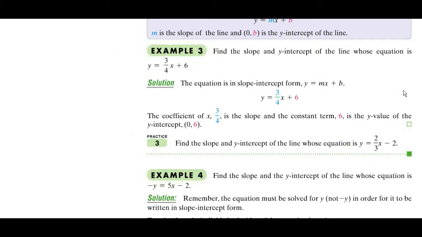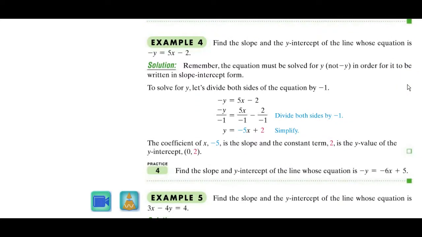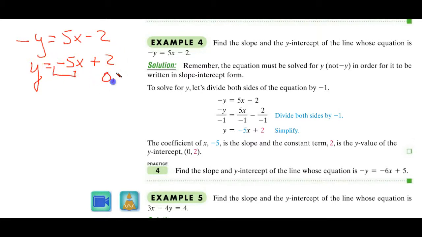Now, a little twist on this is, suppose your equation looks like example 4, where you have a negative y equals 5x minus 2. Well, remember, in order to pick the slope and y-intercept out of this equation, you must have a positive y. So for something like this, just divide everything by a negative 1, and it just changes all the signs. So this now becomes a positive y, this becomes a negative 5x, and this becomes a positive 2. So now there is your slope, and your y-intercept is 0, 2.